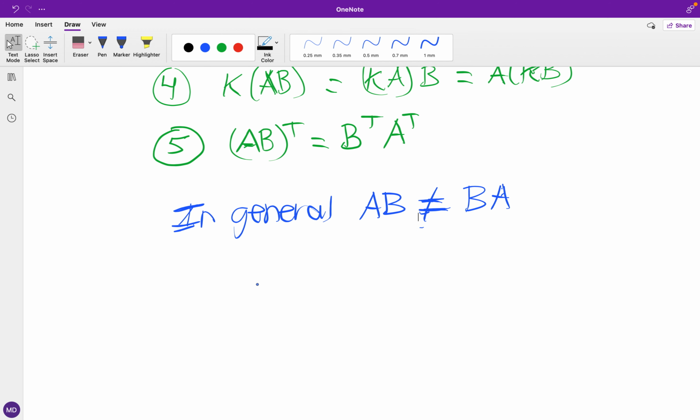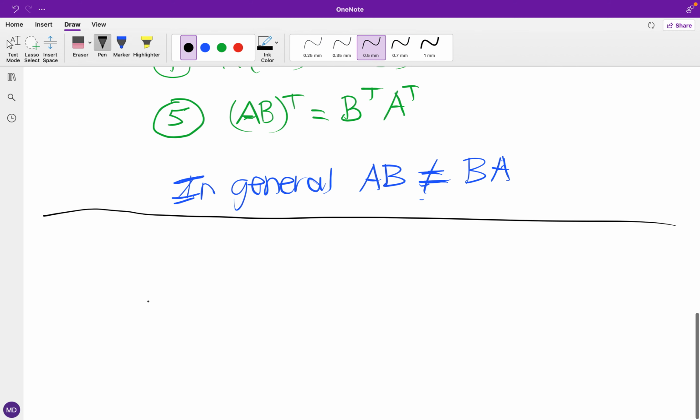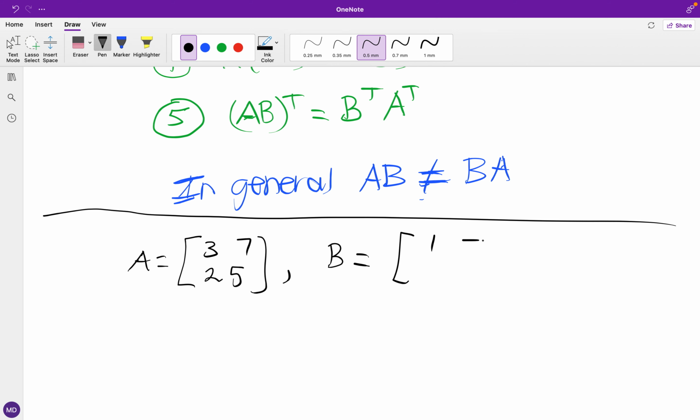Okay, so now let's just do a quick example of matrix multiplication. So let's take A equal to, I don't know, let's go like 3, 7, 2, 5. And we'll take B equal to 1, negative 1, 3, 2, 4, and negative 2.